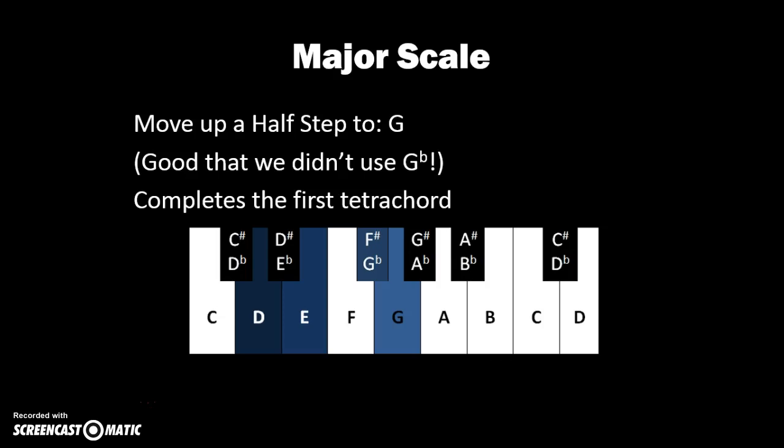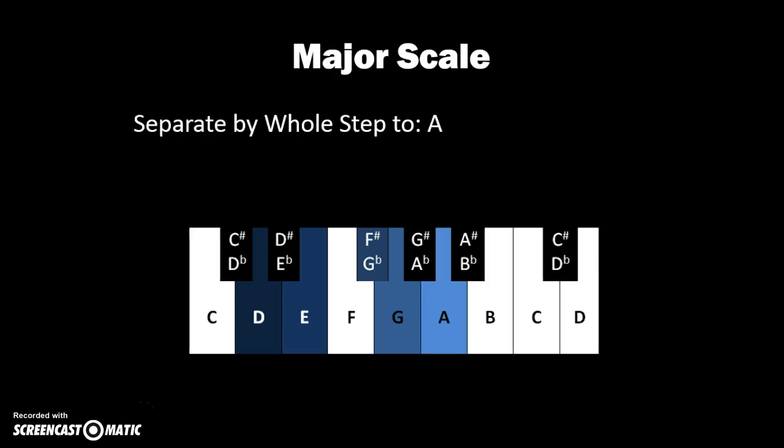To build our second tetrachord, are we going to start on G? Of course not. We need to be separated by a whole step, so we need to jump up to A. We're going to start our next tetrachord on A. Don't start it on G. Even though it looks like you've already got a whole step there, A is the new starting note.